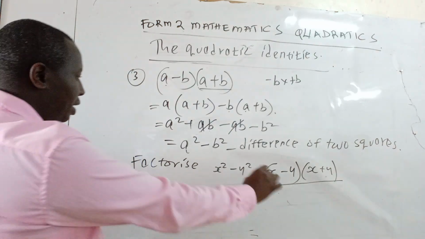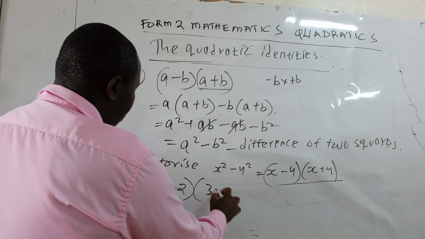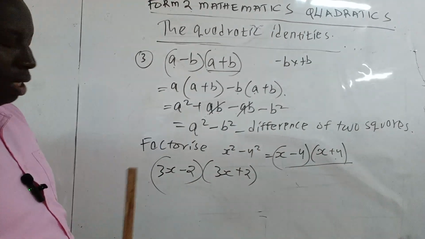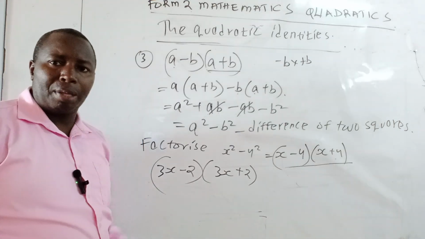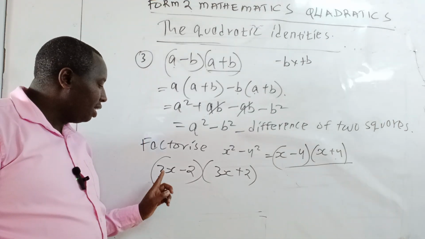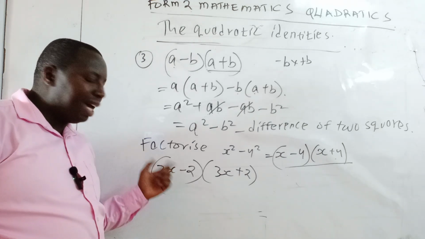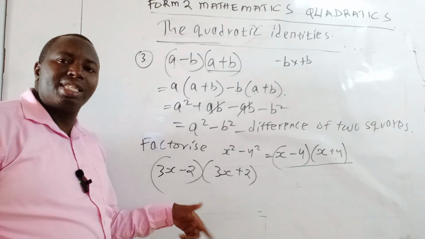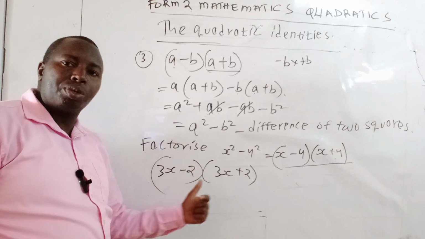Let's take, for example, 3x minus 2 and 3x plus 2. You can check the question that I've already provided here. This is Mwalimu Ignatius Wahome YouTube channel for Form 2 Mathematics. The two factors are the same; the only difference is the negative sign, one minus and the other plus. So therefore, this is a difference of two squares.